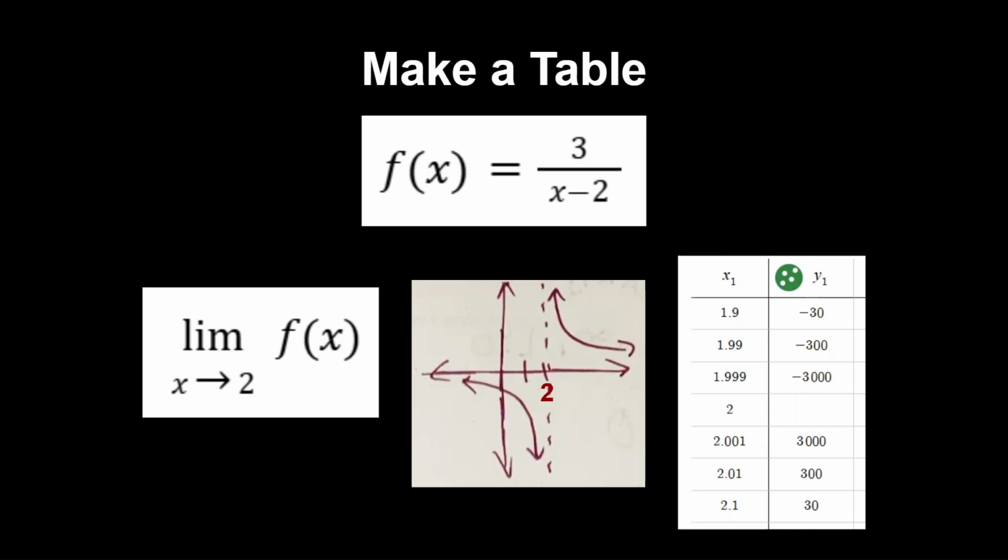As you can see here, the function approaches completely different values from both ends of 2. At 1.999, it's about negative 3,000, but at 2.001, it's positive 3,000. This means that the values being approached from both sides are completely different, and therefore, this limit does not exist.